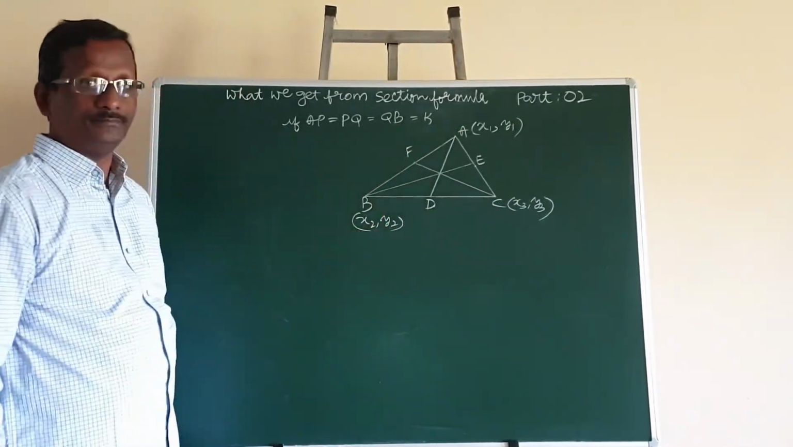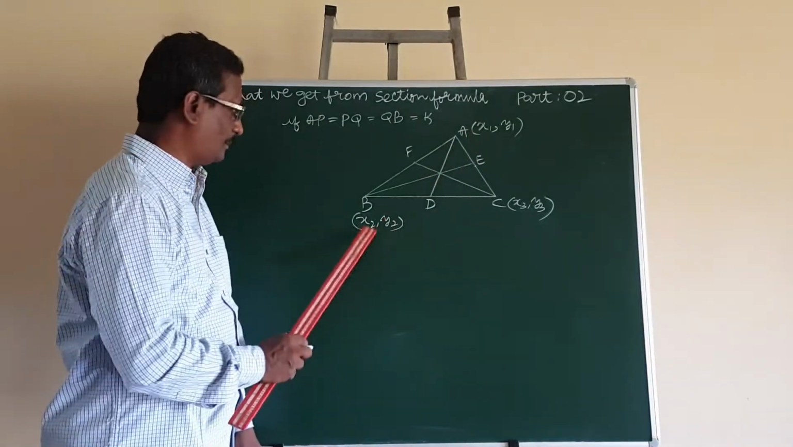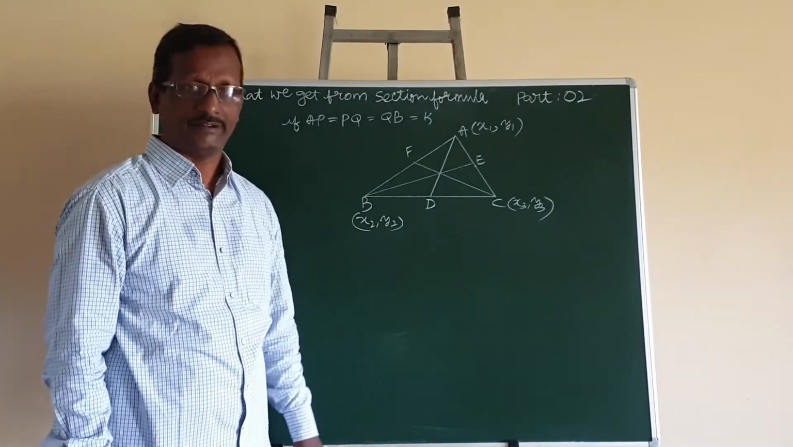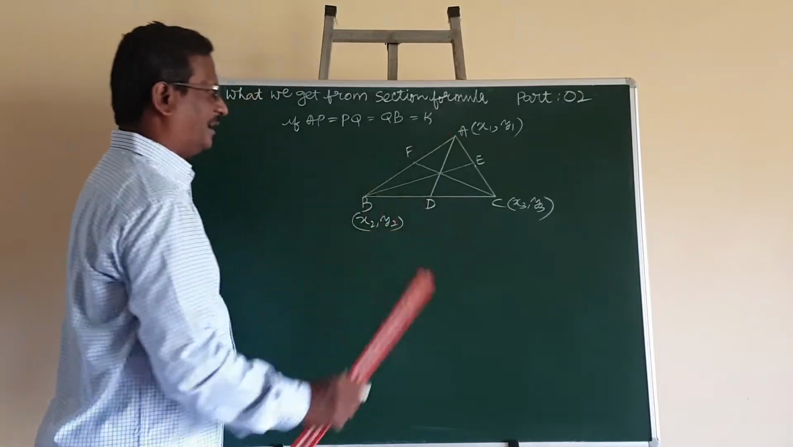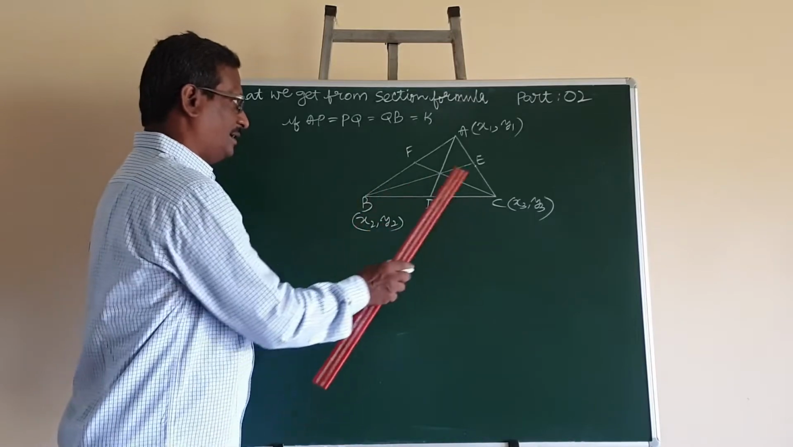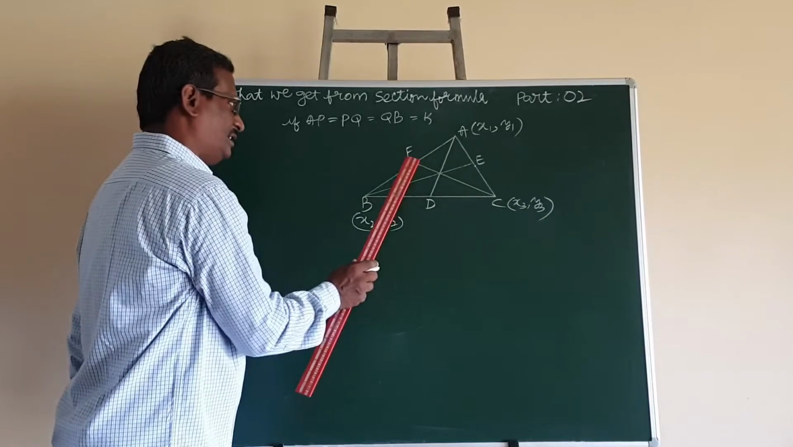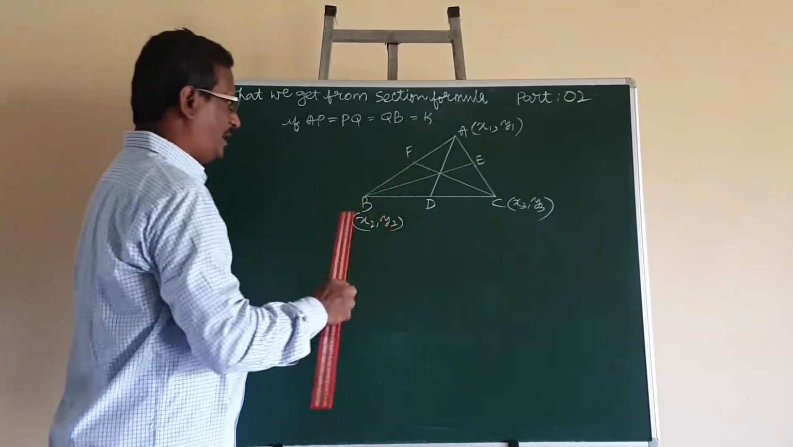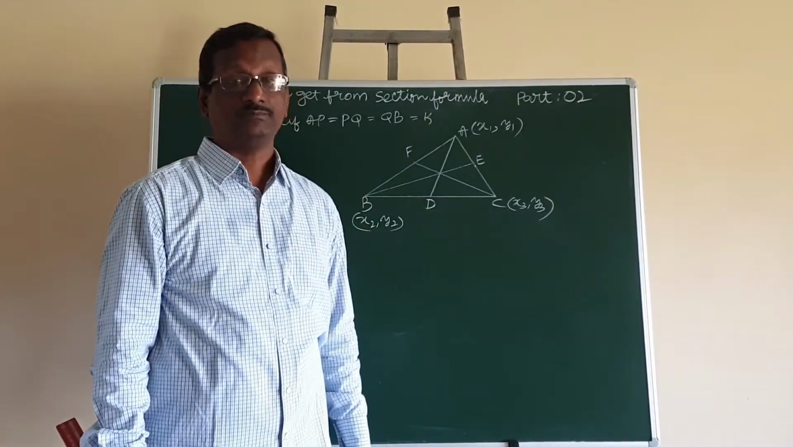ABC is a triangle, any triangle with coordinates A (x1, y1), B (x2, y2), C (x3, y3), or the general coordinates of any triangle. Here AD is the median, D is the midpoint of BC. Similarly, E is the midpoint of AC, BE is the median, and F is the midpoint of AB, therefore CF is the median.